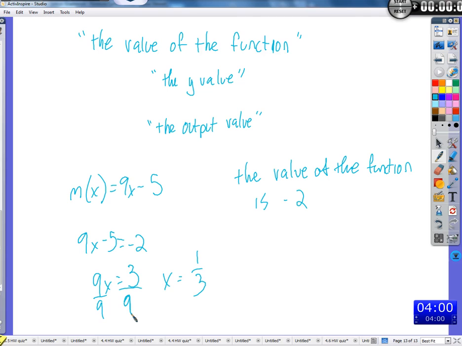So an input of 1/3 is what we've now figured out. Input of 1/3 would give us, what would it give us, if we put 1/3 in here? You would get negative 2, right? That's how we started this whole adventure. We said the output would be negative 2, and we figured out what the input would have to be.